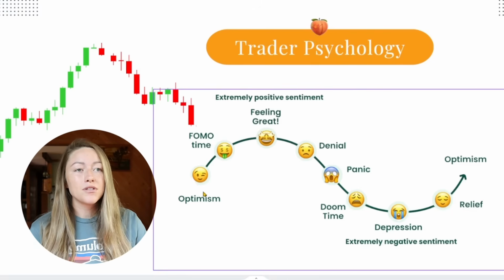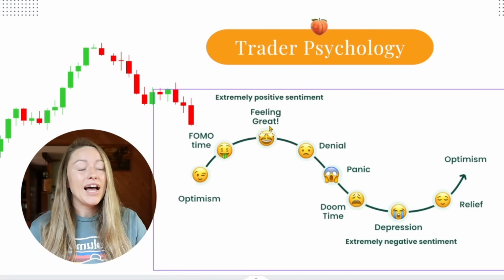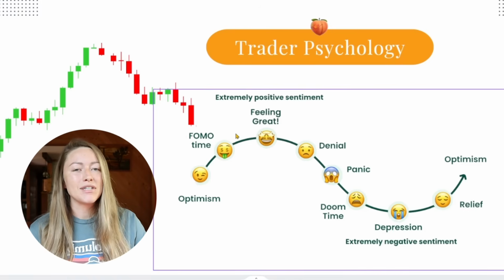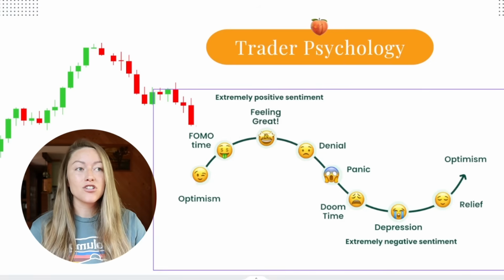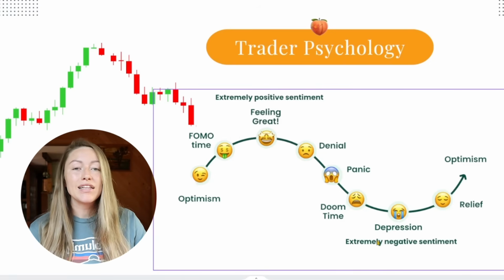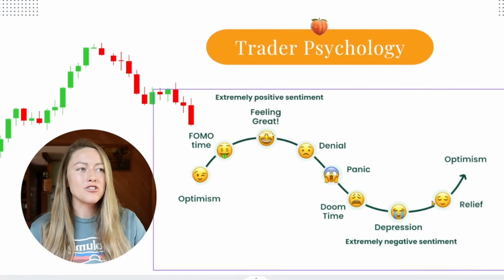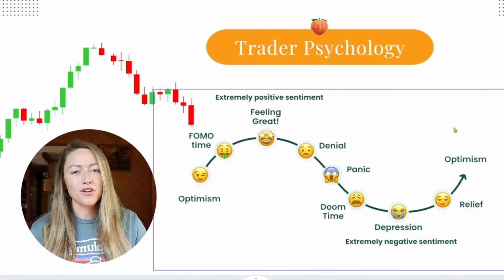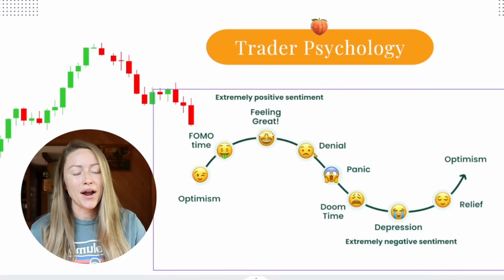You start out optimistic, you have FOMO, you're feeling great because you're green. And next thing you know, the green position, which you did not have a stop for or potentially a take profit for, you didn't really plan it, starts to go red and you're in denial and panic and doom and depression. You finally sell your position and next thing you know, you feel relieved and you're optimistic. More times than not, that position starts to go back up and you've already sold for a loss, and now you're right back to feeling depressed and crappy again.